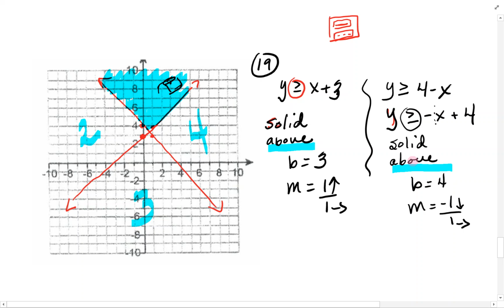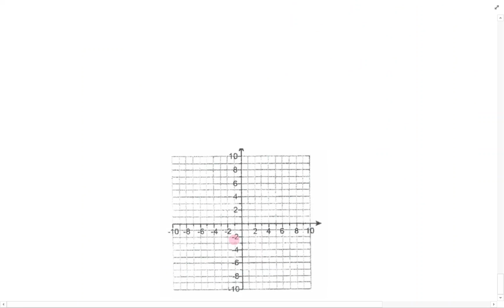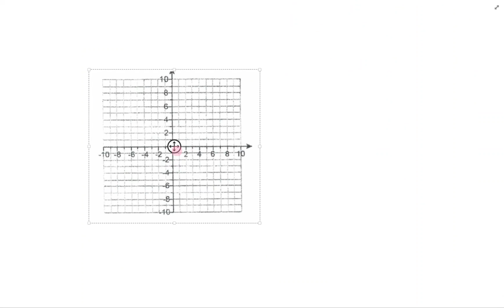All right, let's look at the last of the graphing. Let me find my next grid. It's here somewhere. Let me move it up.